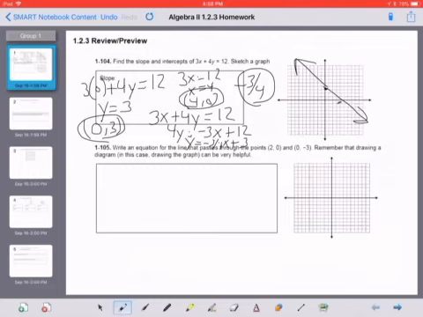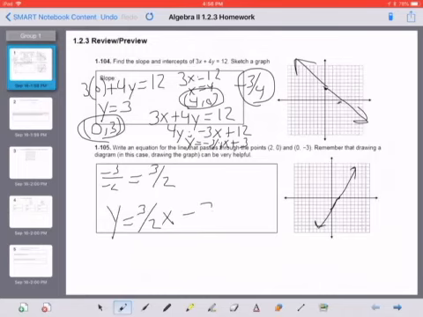Then it says, write an equation for the line that passes through the points 2, 0, and 0, negative 3. Remember that drawing a diagram, in this case, drawing the graph, can be very helpful. So I know that 2, 0 is right here, and 0, negative 3 is right here. So I already have my y-intercept, I just need to find my slope. To find my slope, I subtract. So I get negative 3 over negative 2. So my slope is 3 over 2. So to write my equation, I have y equals 3 over 2 x minus 3, and that would be my equation.